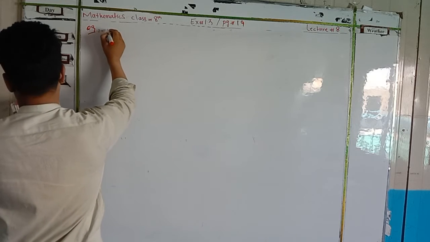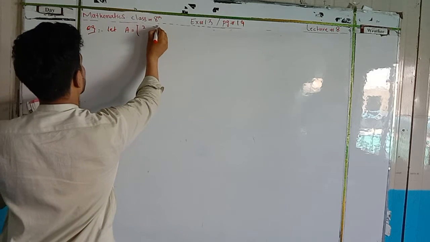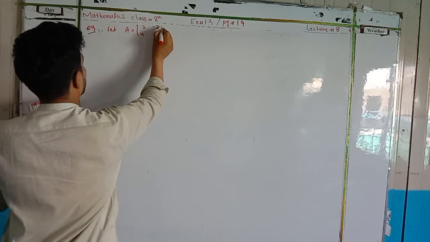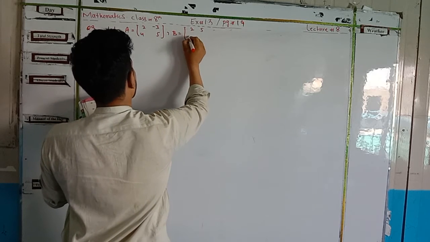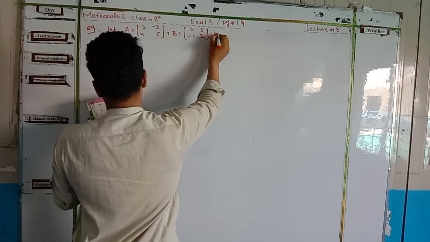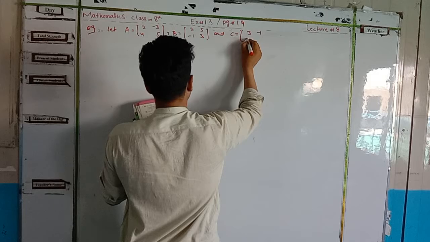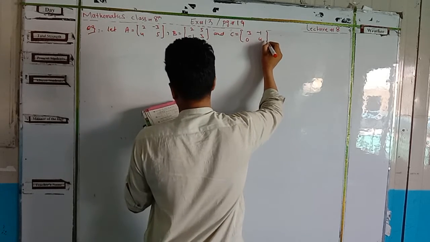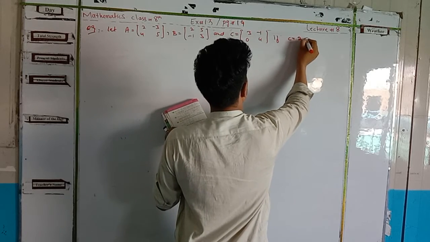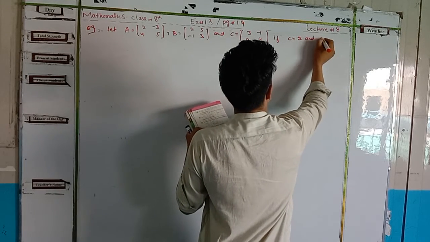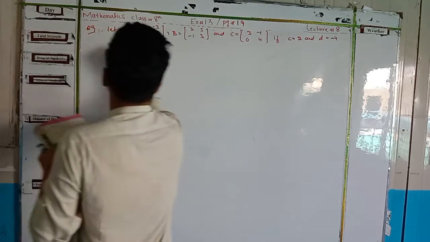Question number 9. Let A is equal to 2 minus 3, 4, 5. B is equal to 2, 5 minus 1, 3. And C is equal to 3 minus 1, 0, 4. If small c is equal to 2 and small d is equal to minus 4, then verify.